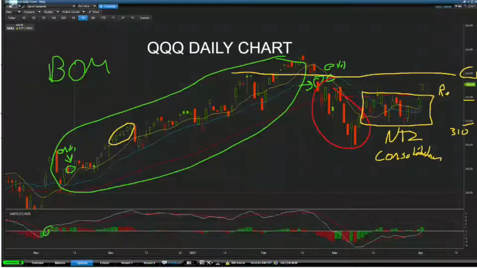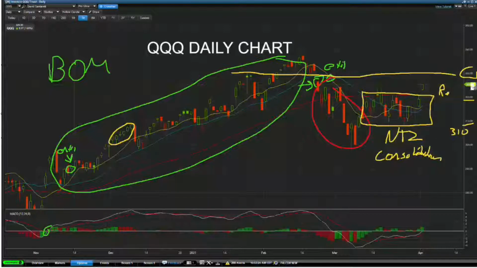I'm okay with picking up some Q calls for next week's expo, having that 330 as my target. Once she gets up to 330, guess what? I know exactly what my option is going to be worth by using the delta, theta, and the Greeks of options. So if I picked up that 325 strike call for $2.30, let's just say $2, make it even.